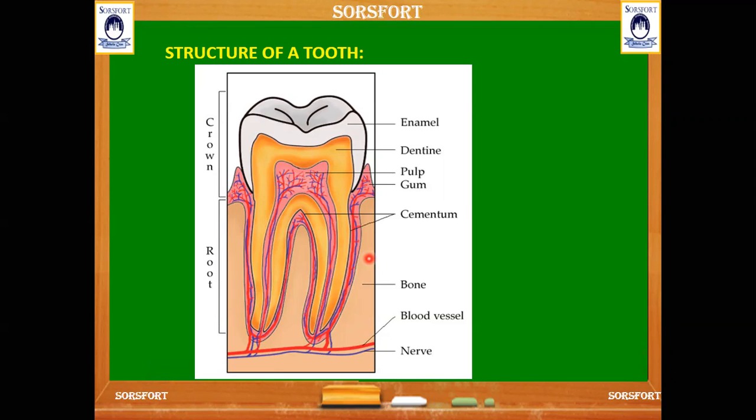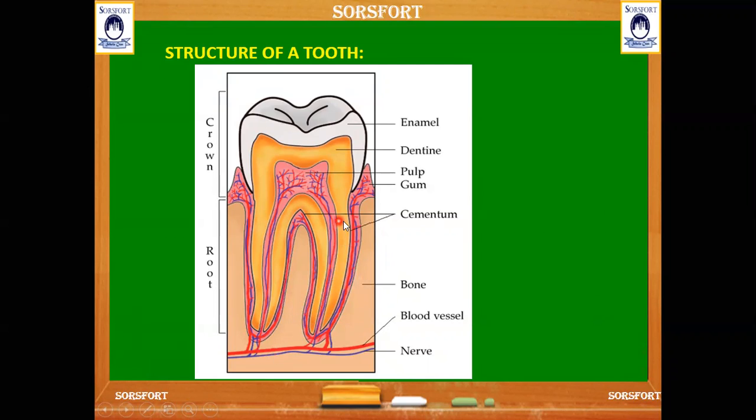When it becomes loose, at that time we can say the tooth is not healthy. When our gums are tight and pink, we call them healthy teeth and gums. If there is any bleeding in our gums while brushing, we call them unhealthy gums. These gums protect the teeth and hold the tooth tightly in the jawbone. This is the jawbone.